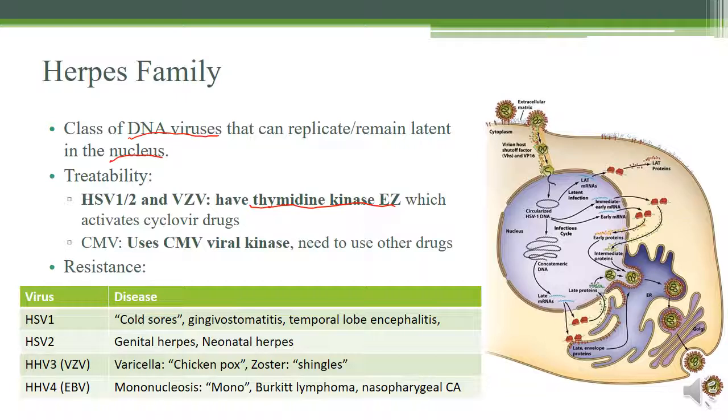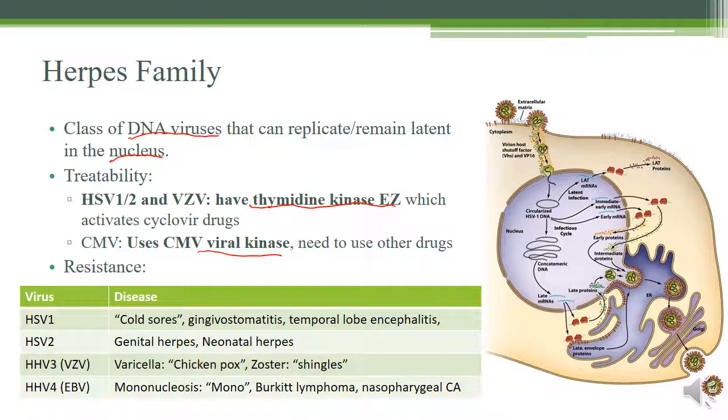So a cell that is not infected with these viruses will not see the effects of these drugs take place. Another one that's a little bit harder to treat is going to be CMV. CMV has a different one, which is called viral kinase. And this one requires different drugs because it doesn't use the same thymidine kinase enzyme. We need a different drug in order to see the same effect.